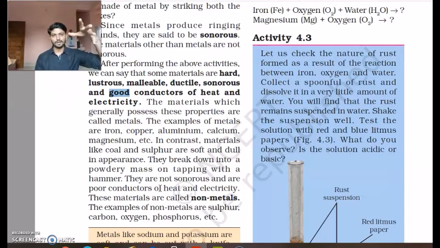Do the non-metals produce any sound when they are dropped? No, they do not produce any sound. So they are not sonorous. So these are the physical properties of metals and non-metals. Now let us discuss the chemical properties of metals and non-metals.